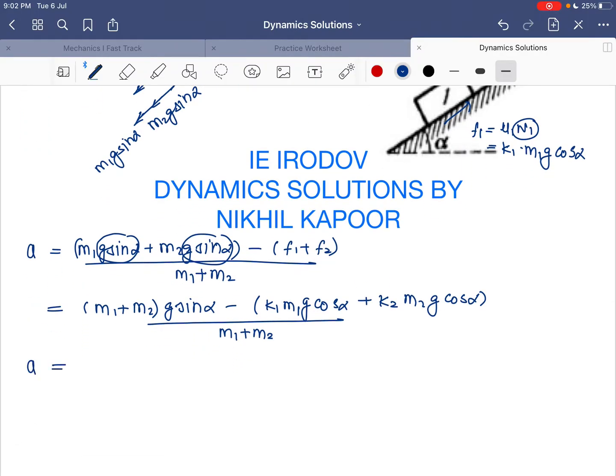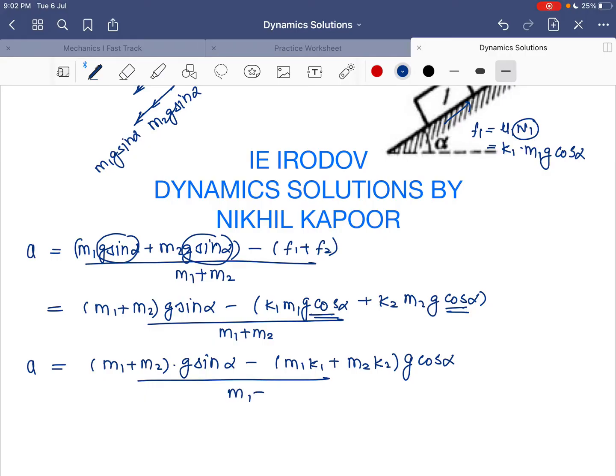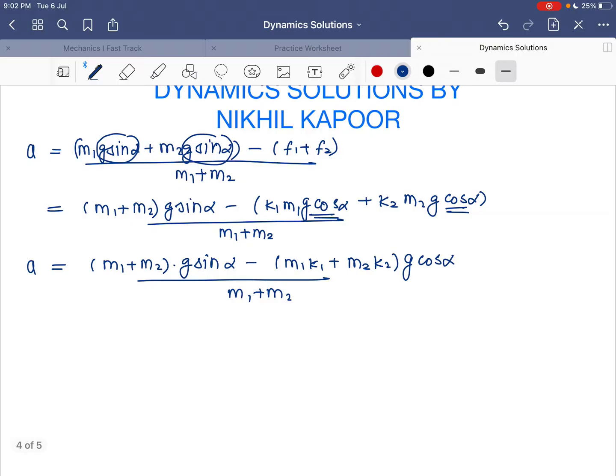So acceleration would be equal to m1 plus m2 into g sine alpha minus, again, g cos alpha from here can be taken as common. So what you will get is m1 k1 plus m2 k2 in bracket g cos alpha, whole divided by m1 plus m2. Now in order to find the interaction force, we need to draw the FBD of a single block.